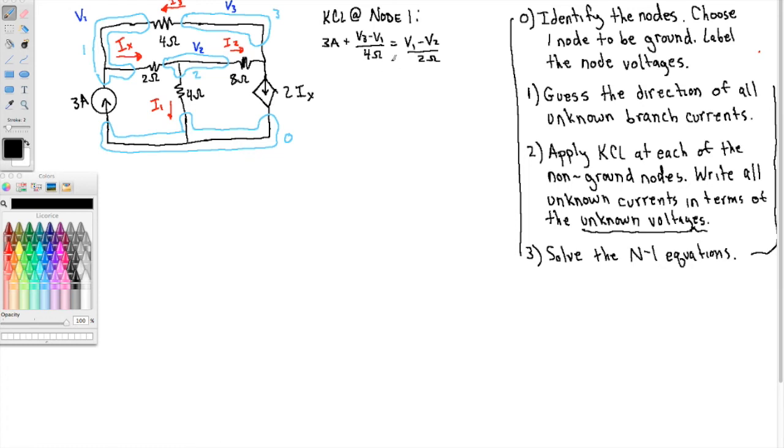And let me simplify this by multiplying by the common denominator of 4 ohms. So on the 3 amps makes 12 volts. V3 minus V1 equals 6 V1 minus 6 V2. Oh, excuse me. No, that's not right. I multiplied everything by 4, so this is 2 V1 minus 2 V2.